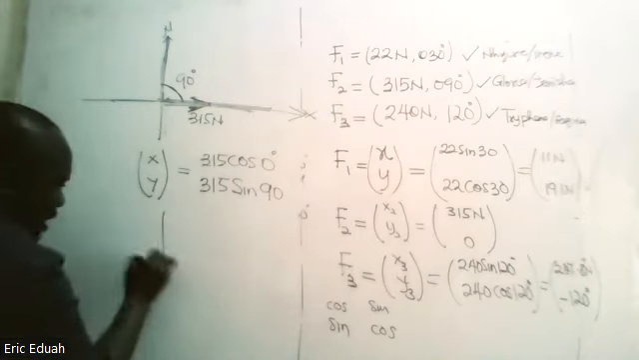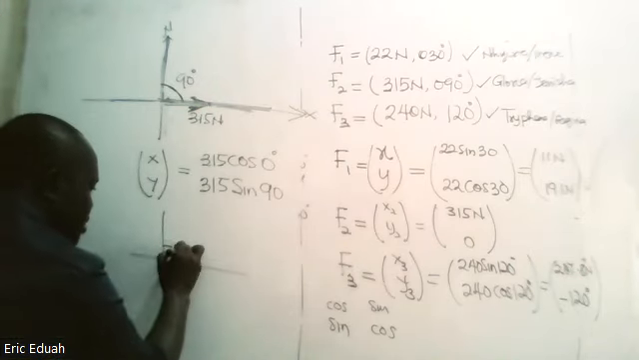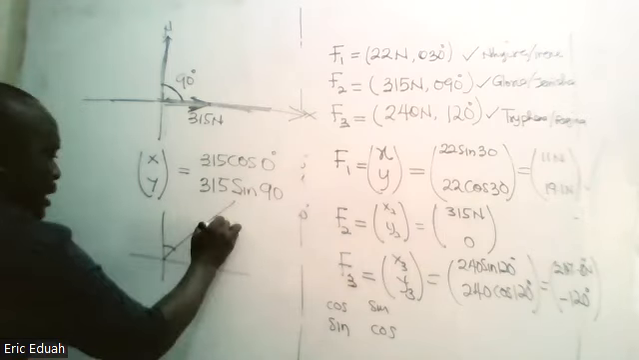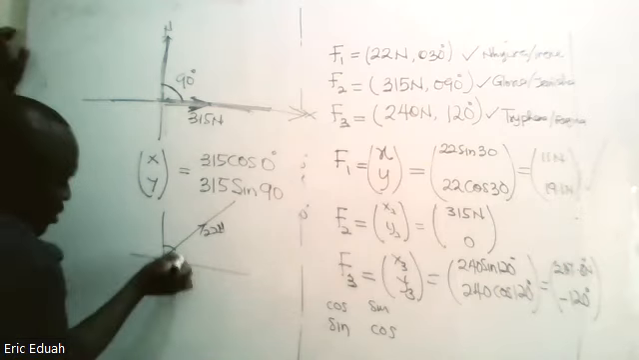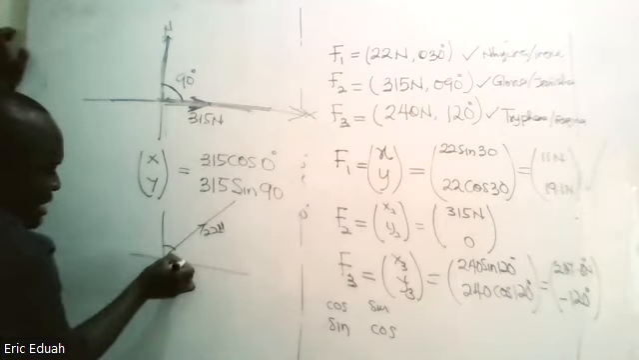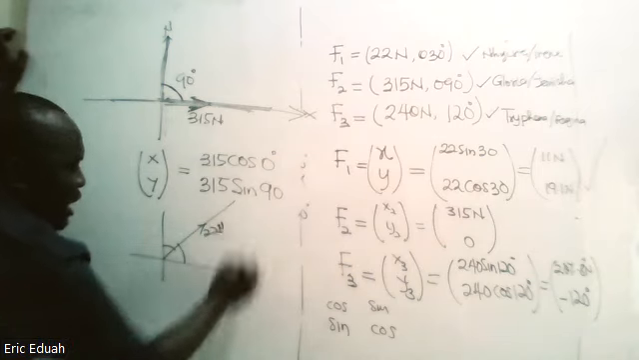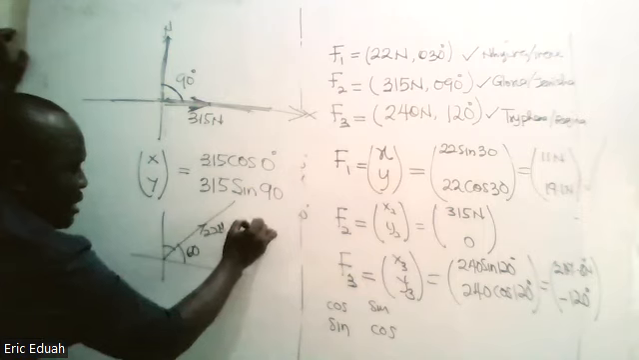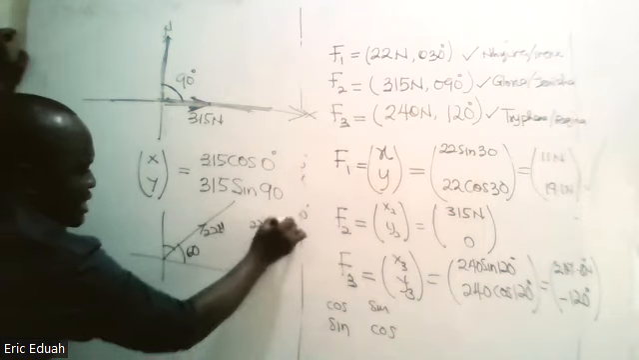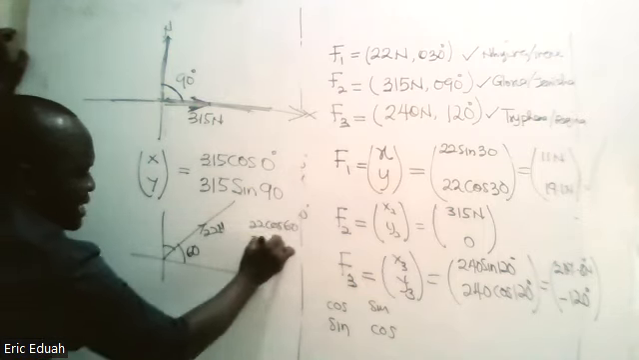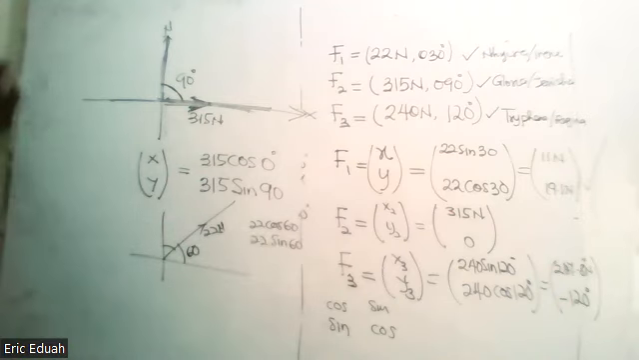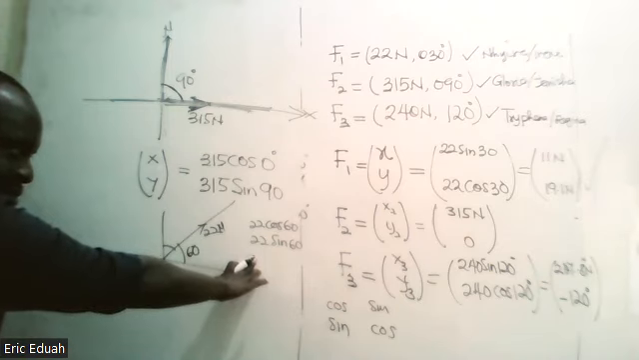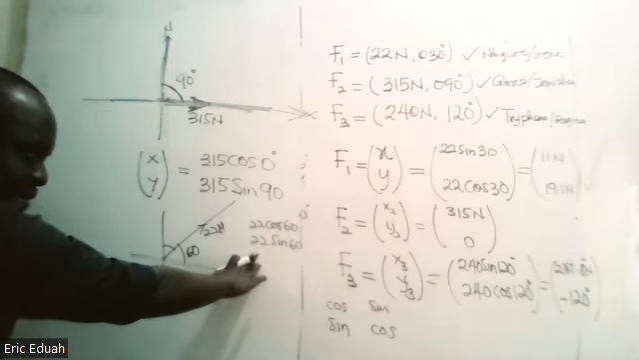You see, in the first one, when we're looking at the angle the force makes with the x-axis, our components were 22 cos 60, 22 sine 60. I hope you got this right.